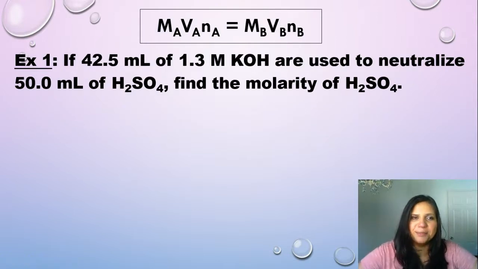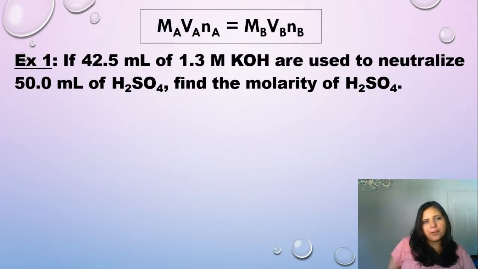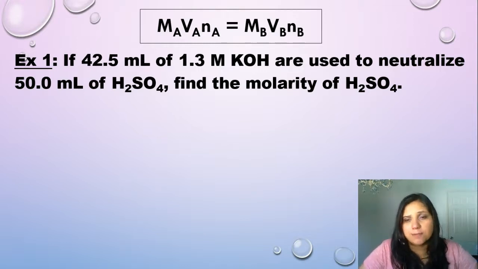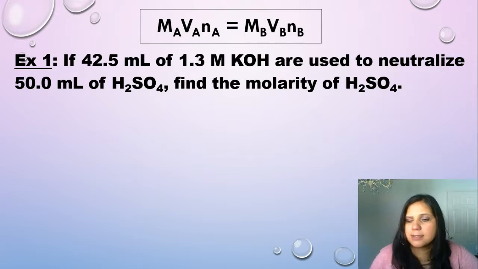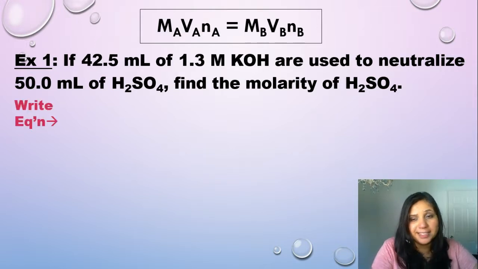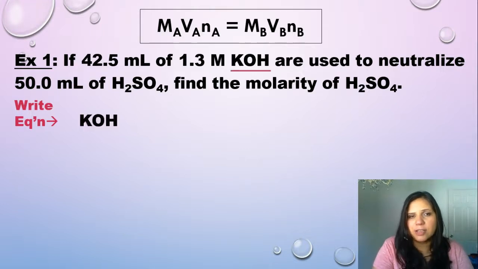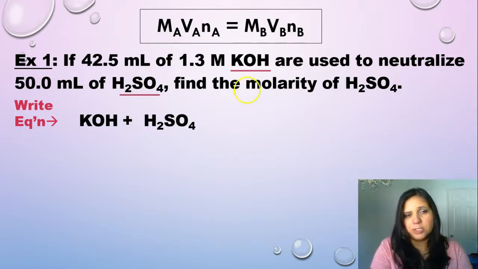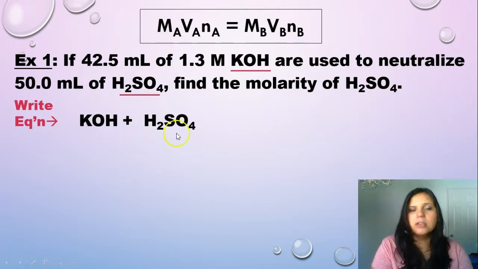All right, so here's our example. We've got 42.5 milliliters of 1.3 molar potassium hydroxide. We're going to use that to neutralize 50 milliliters of sulfuric acid. We're going to find the molarity of the sulfuric acid. So the first thing I'd like you to do is to write the equation. So we've got KOH and we've got H2SO4. So we've got our acid and our base. KOH is our base because it ends in OH. H2SO4 is our acid. It starts with a hydrogen.